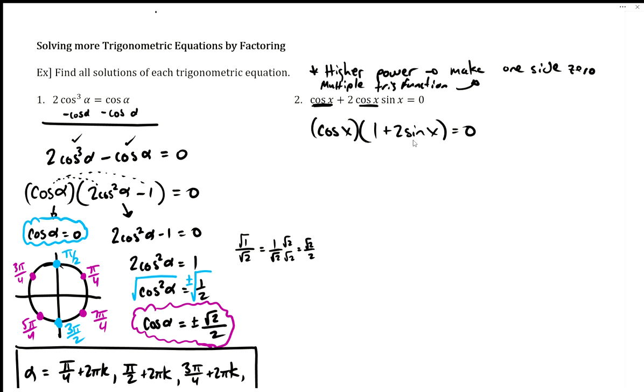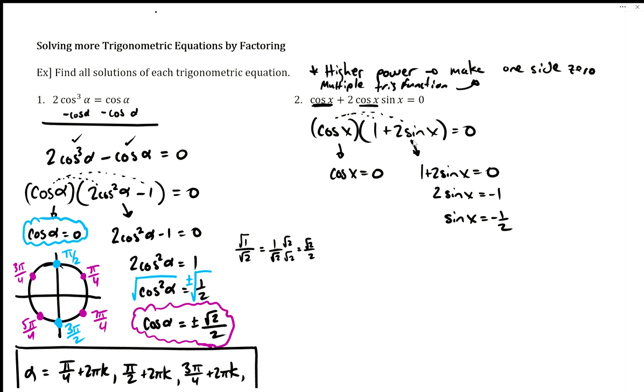And then remember, this still, double check. Cosine of x times 1 is cosine of x. Cosine of x times positive 2 sine of x is positive 2 cosine x sine x. So everything is a match. And then now we can set each factor equal to 0. So cosine of x equals 0, and 1 plus 2 sine of x is equal to 0. Now the cosine of x equals 0, again, is ready to go. The sine of x one, I should subtract 1 over. So I'd have 2 sine of x equals negative 1. And then I could divide by 2. So I have sine of x is negative 1/2.